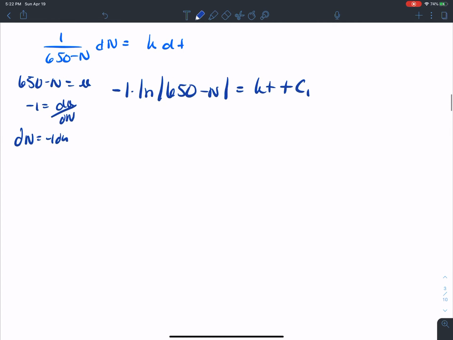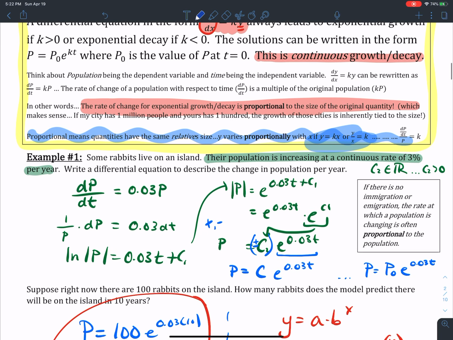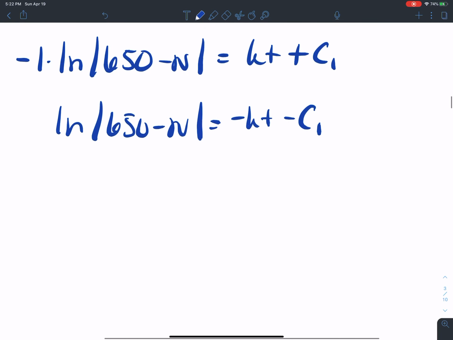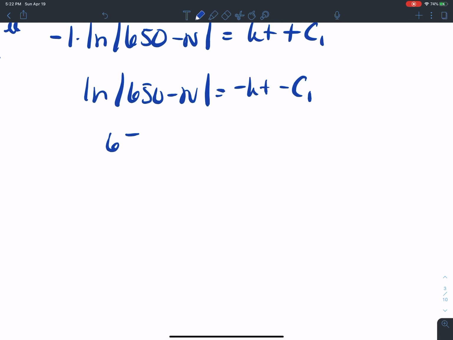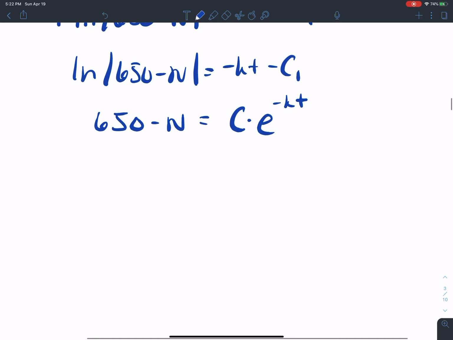I'm going to get rid of the negative first. That's where we see all this change in the signs. So negative kt minus c1. And then from there, the solving of undoing the absolute value and the constants, all that good stuff, you can kind of work through that. So right now, we get to c times e to the negative kt. And then from there, we'd have to obviously isolate n. So our final equation would be 650 minus c times e to the negative kt.